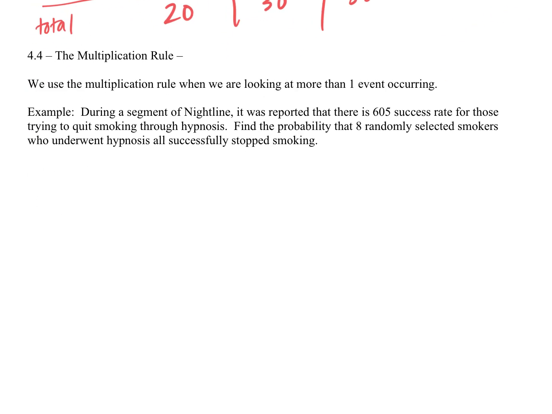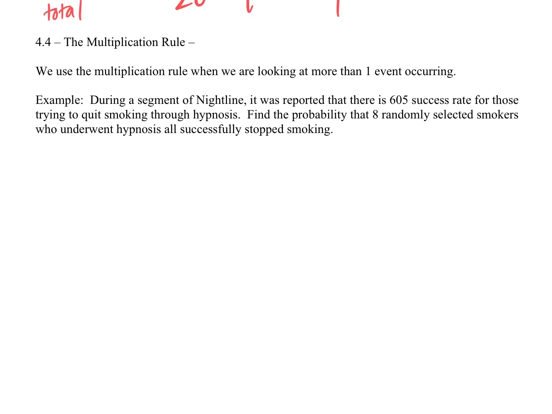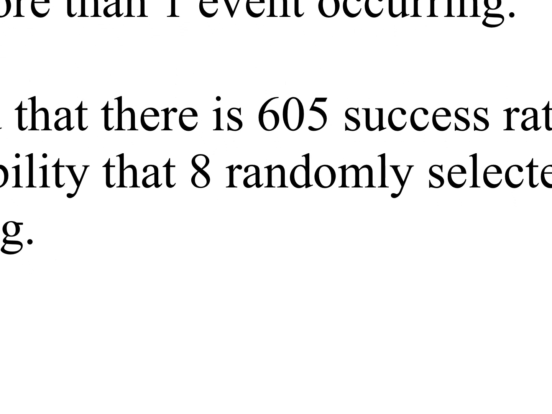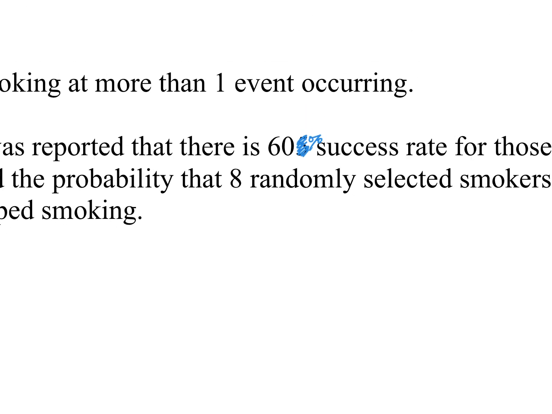All right, for this multiplication rule at the bottom here, guys, I know what happened. It turns out that to type 60%, you have to hit shift 5, and I obviously didn't hit the shift. So that's supposed to say 60%, not 605.